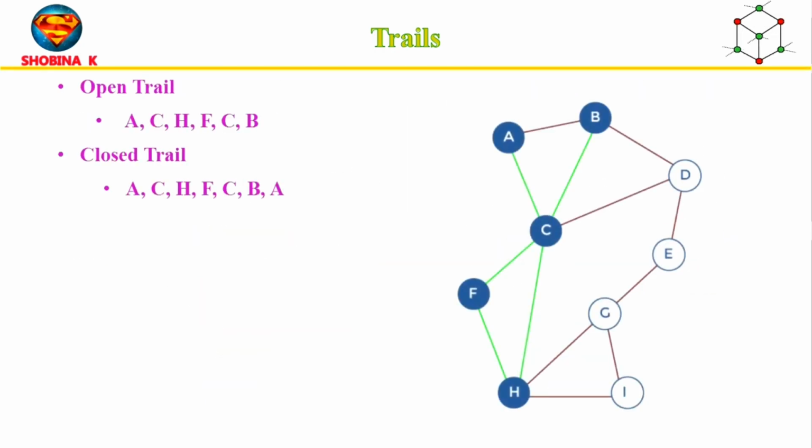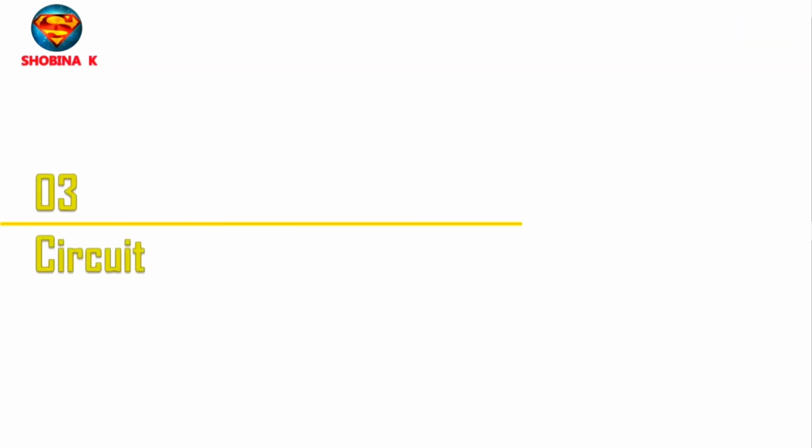Here is an example for trail. The open trail sequence is A, C, H, F, C, B. And the closed trail sequence is A, C, H, F, C, B, A. For a closed trail, it starts and ends at the same vertex. Circuit.